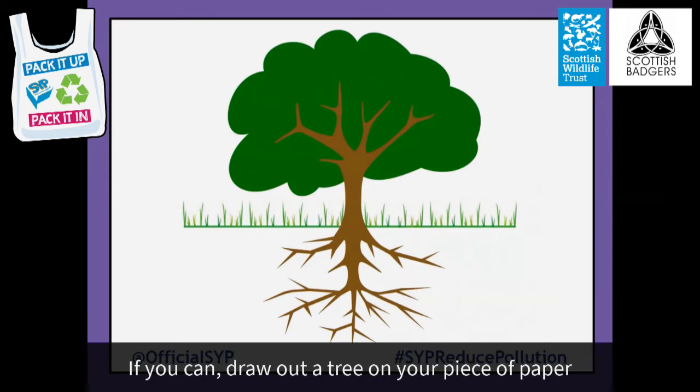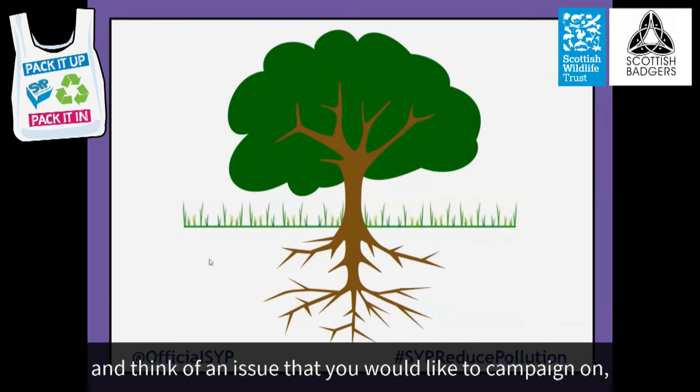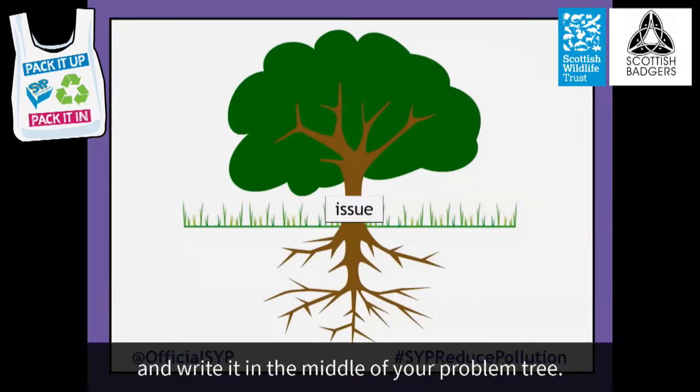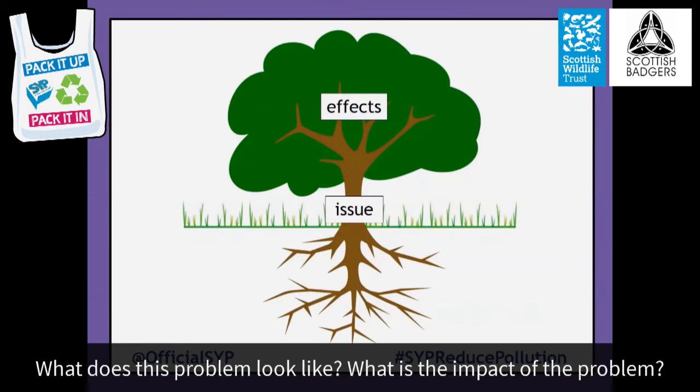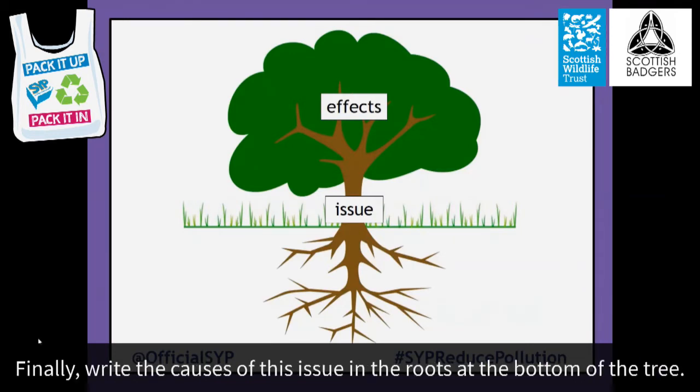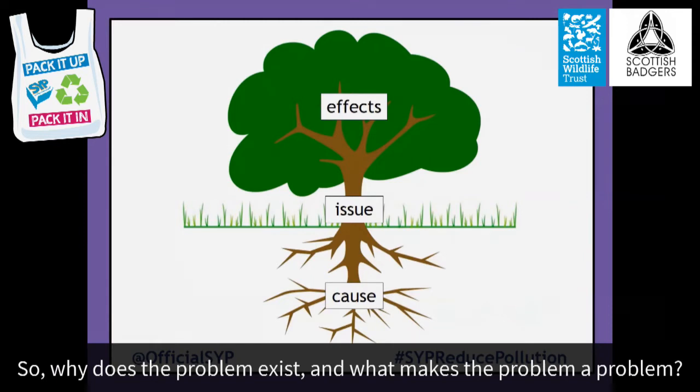If you can, draw out a tree on your piece of paper. And think of an issue that you would like to campaign on, and write it in the middle of your problem tree. Write the effects of this issue in the branches of the problem tree. What does this problem look like? What's the impact of the problem? Finally, write the causes of this issue in the roots at the bottom of the tree. So why does the problem exist, and what makes the problem a problem?